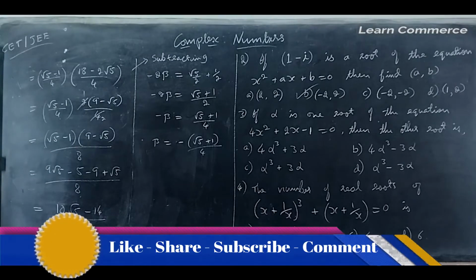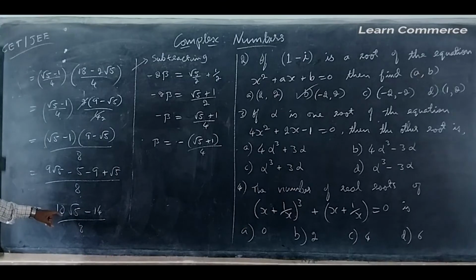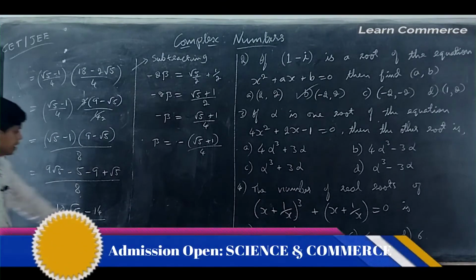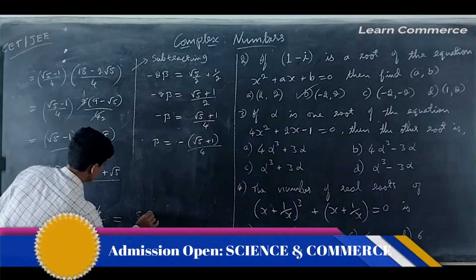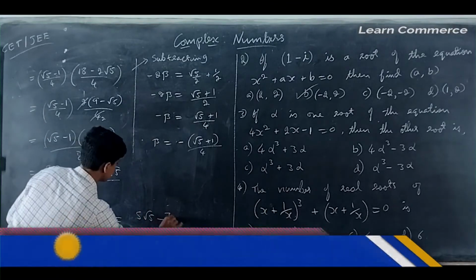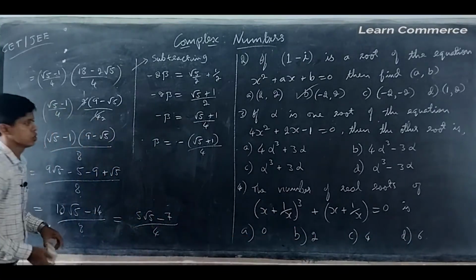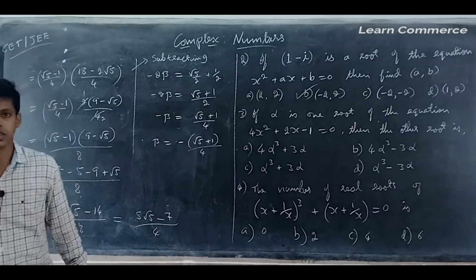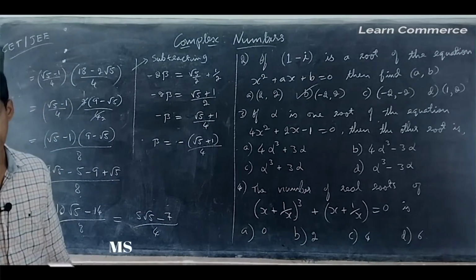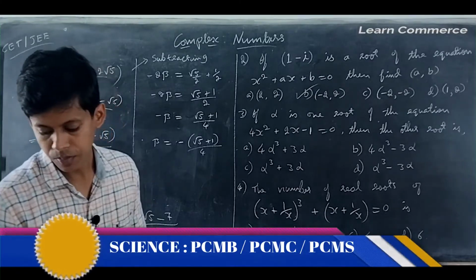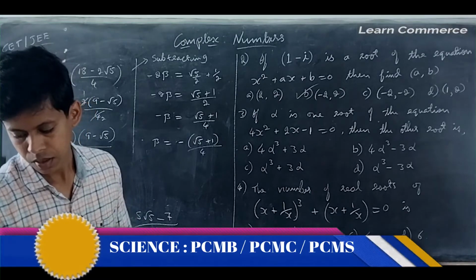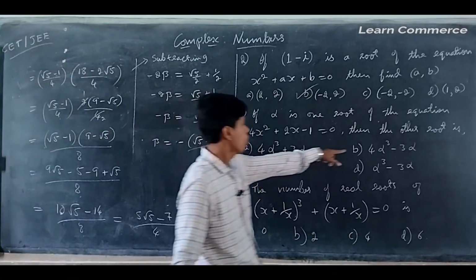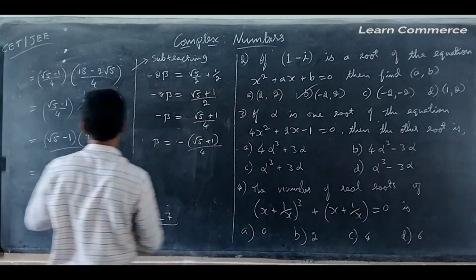Yeah, so that is like if you take 2 common, so what you get here is 5 root 5 and minus 7 divided by 4. So is it equal? No, it's not. So first option doesn't give us the answer. Then you must go for the next option. So if you go for the next option, you have 4 alpha cube minus 3 alpha, right?